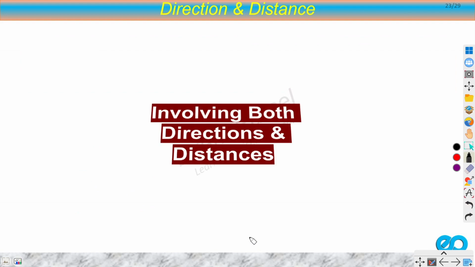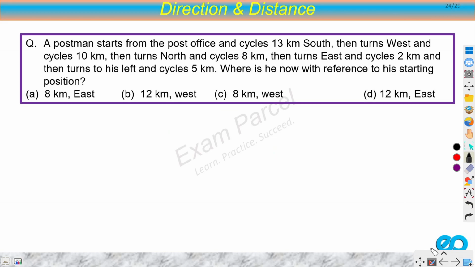Okay, so we saw the questions based on direction and then distances. Now the third type involving both direction and distances. So we will club them together. A postman starts from the post office and cycles 13 kilometers south, then turns west and cycles 10 kilometers, then turns north and cycles 8 kilometers, then turns east and cycles 2 kilometers, and then turns to his left and cycles 5 kilometers. Where is he now with reference to his starting point?